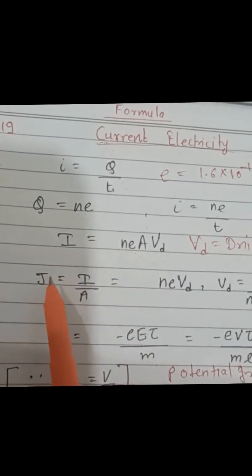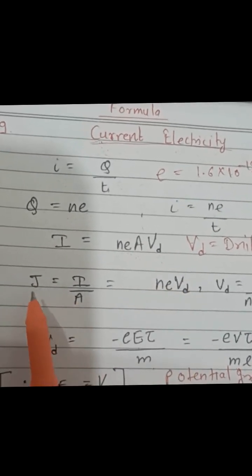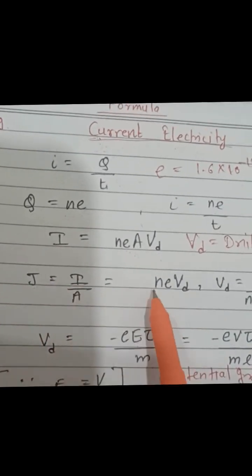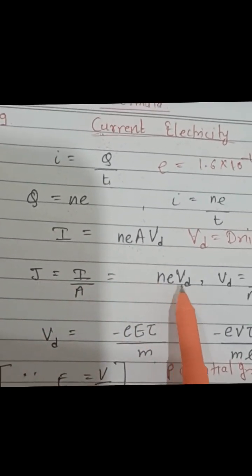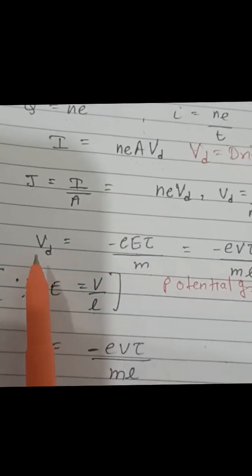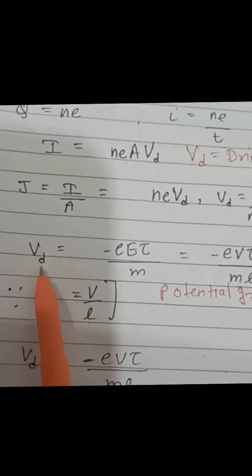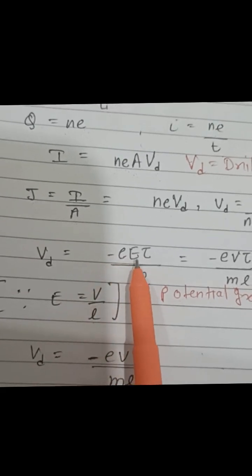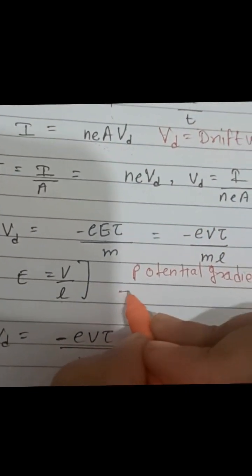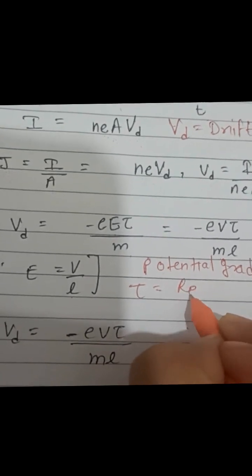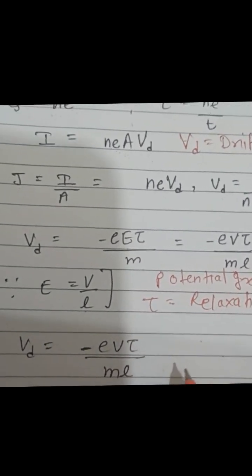Now using this relation, we can find the relationship between the current density and the drift velocity. J equal to I by A, and the A term will be cancelled. In the end we get J equal to NeVd. Now the third relationship is between the electric field, relaxation time and the drift velocity. The drift velocity is equal to minus eE tau by m, where tau is the relaxation time, and E is the electric field.